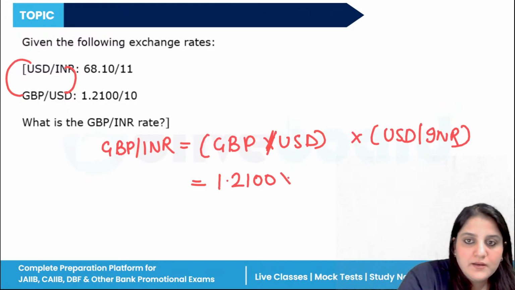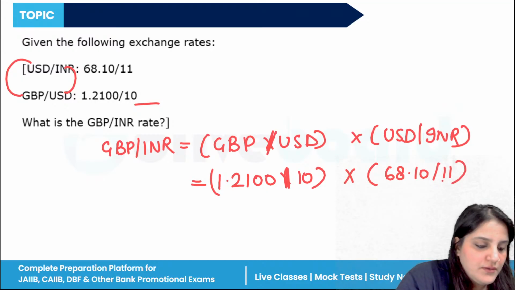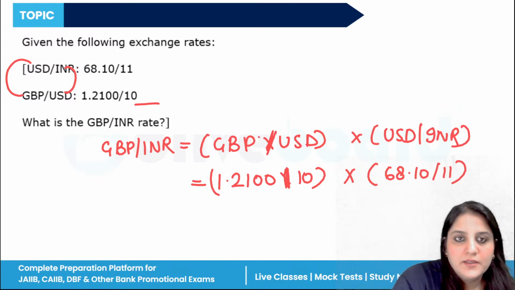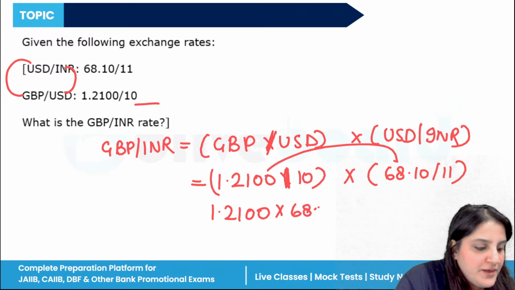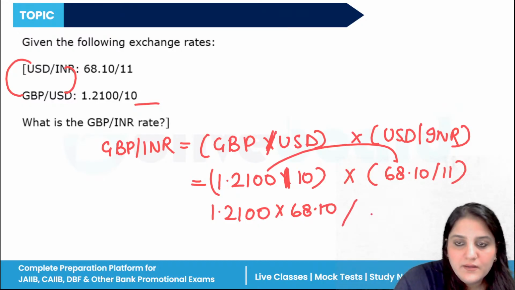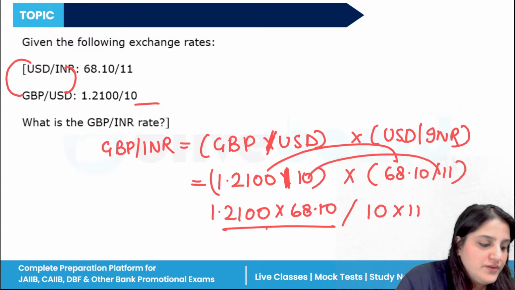1.2100 by 10, multiplied by 68.10 by 11. So after performing this multiplication, what we get here is 1.100 multiplied by 68.10, and here 10 multiplied by 11.